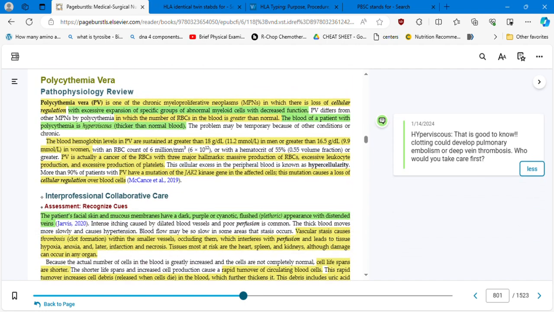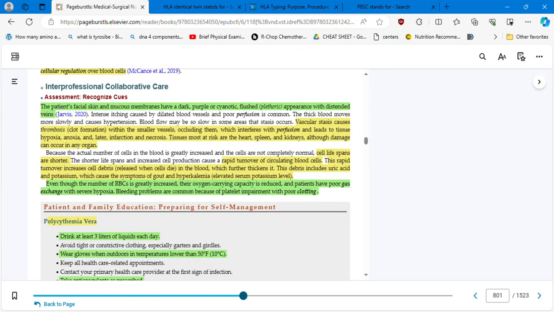Pancytopenia is the reduction of the three soldiers. Polycythemia vera is the excessive production of the three soldiers. Okay, that's a good way to remember. The patient's facial skin and mucous membranes have a dark purple or cyanotic flushed, plethoric appearance with distended veins. Where are you going to assess your distended veins? Probably on the side of the neck, right?